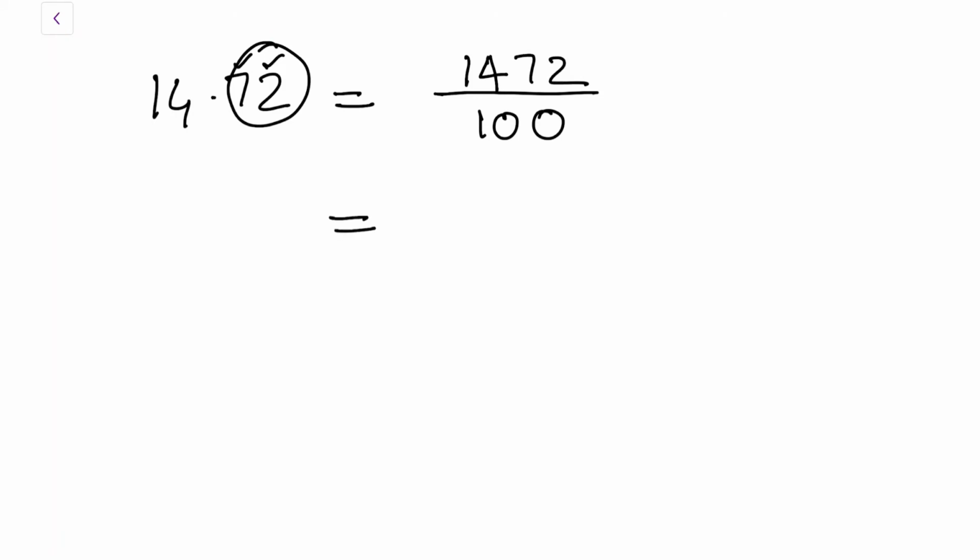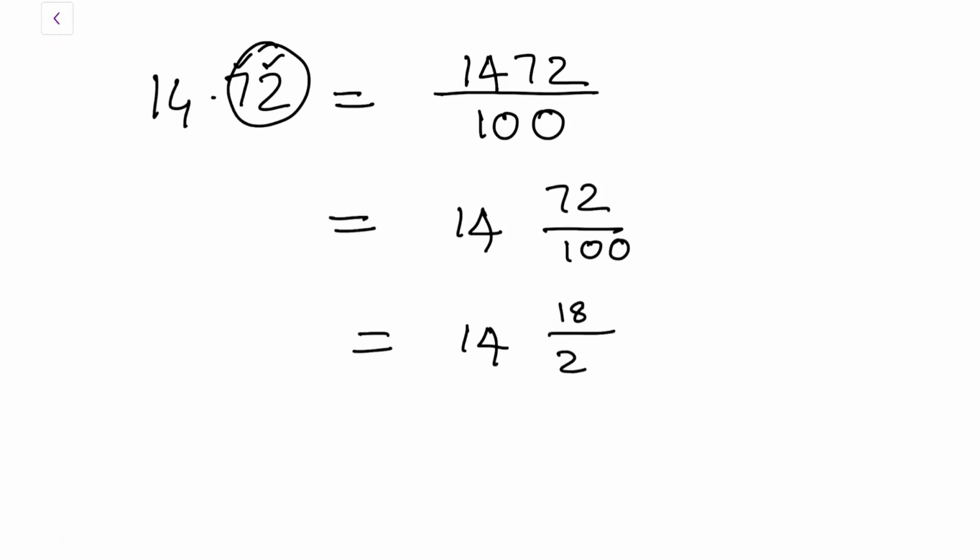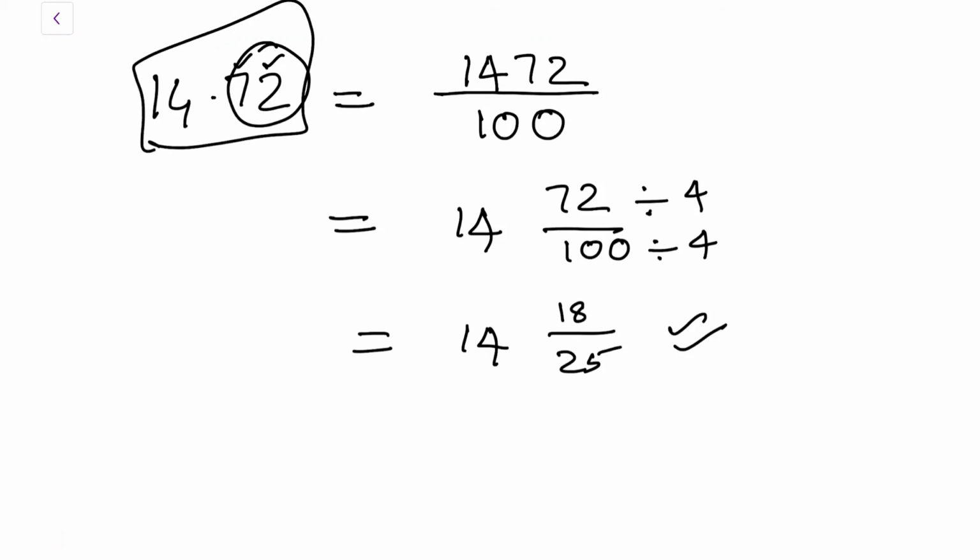1472 by 100 is the fraction, but this can be further written into its simplest form. Alright, again this can be further simplified as 368 by 25. That is, you can divide this with 4. Okay, and this becomes your simplest form, and this is how you can change this decimal number into a fraction.